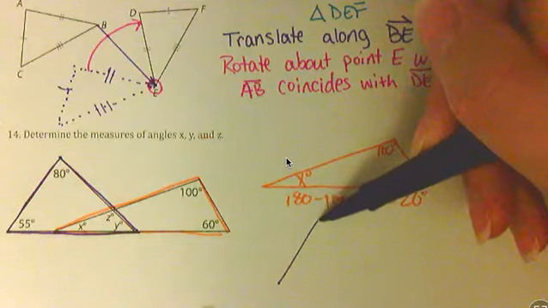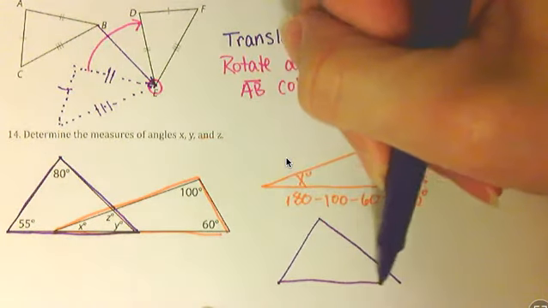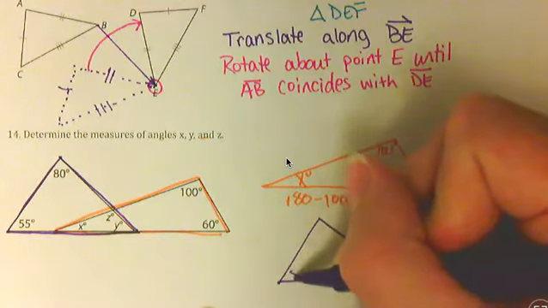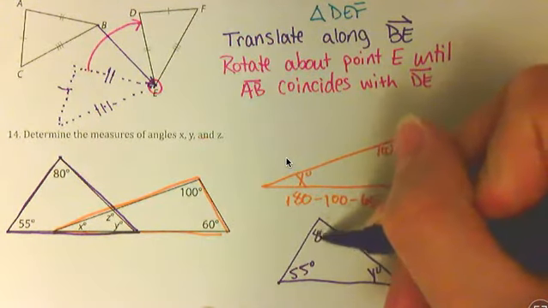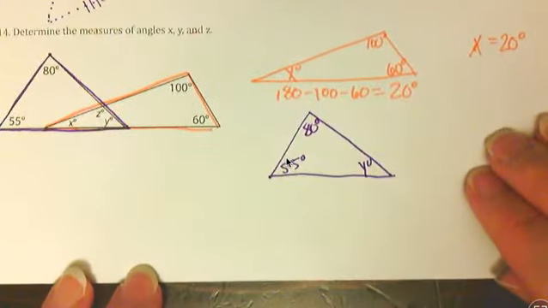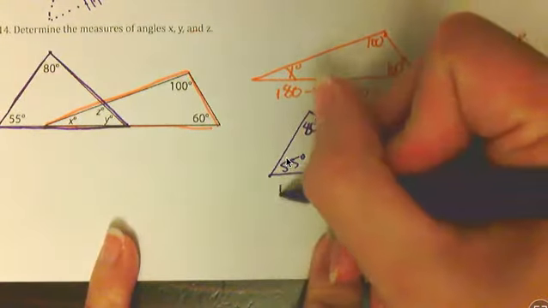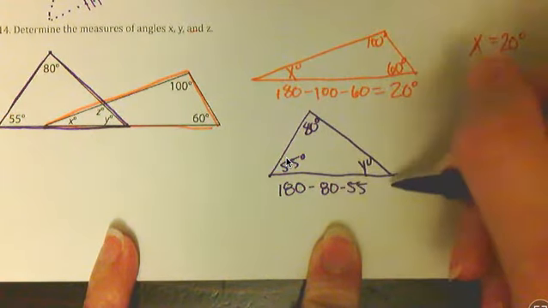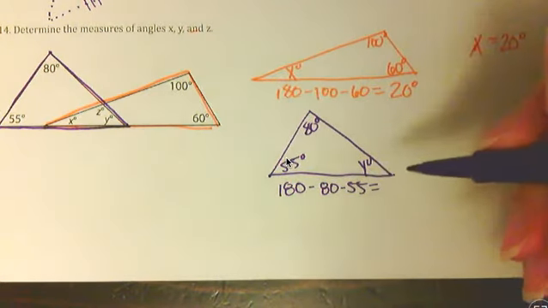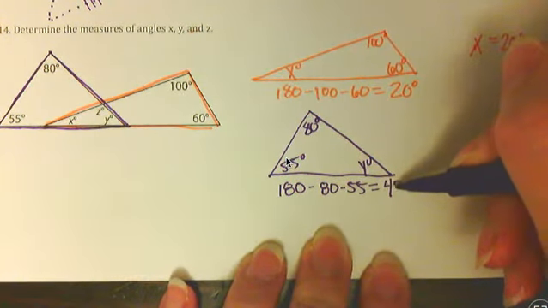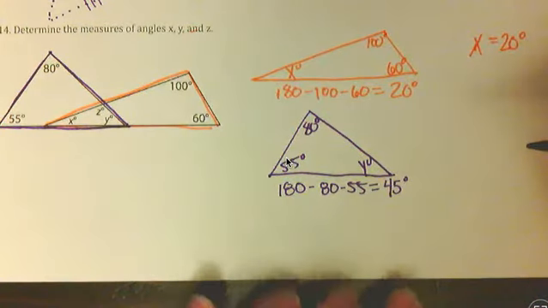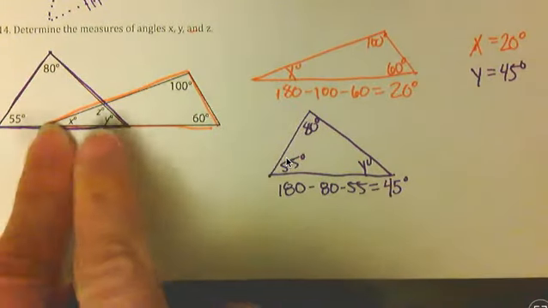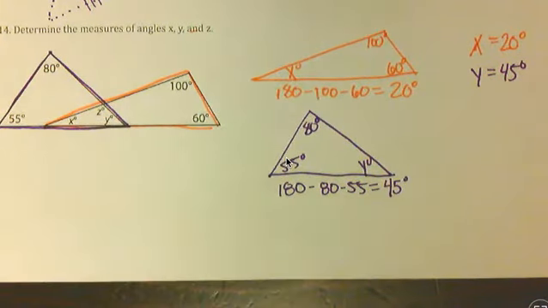The second triangle has 3 angles where you have y degrees, 55 degrees, and 80 degrees. So to find y, you have to do 180 minus 80 minus 55 equals, well, that's 145 degrees. So y is going to equal 45 degrees. So we have now these 2 angles here, but we're still missing z.